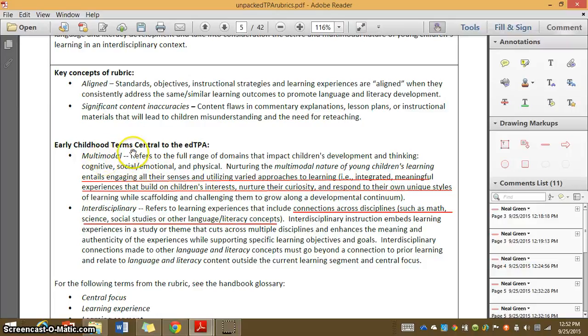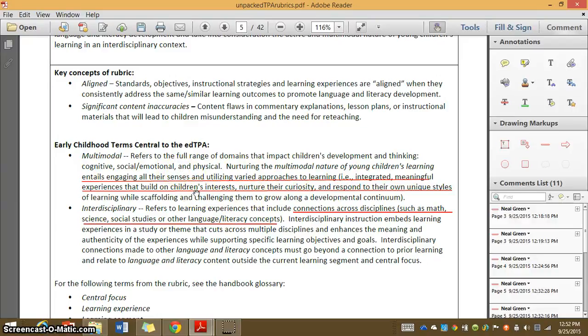But the word multimodal, I know the first time I heard it, I wasn't quite sure what they were talking about. I thought I did, but I wasn't quite sure. But here's basically what it means. It refers to the full range of domains that impact children's development and thinking: cognitive, social, emotional, and physical.